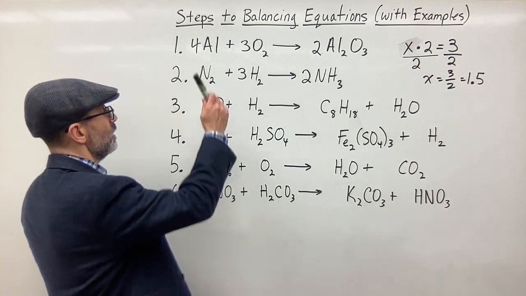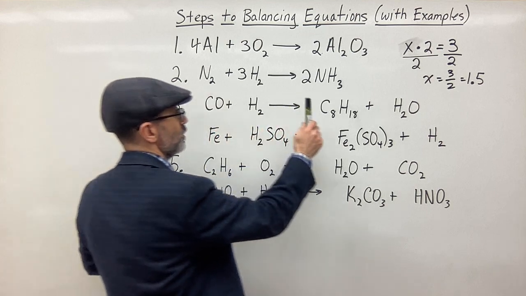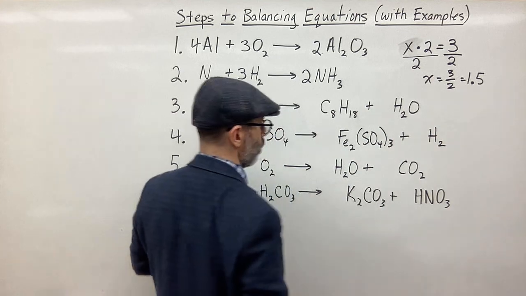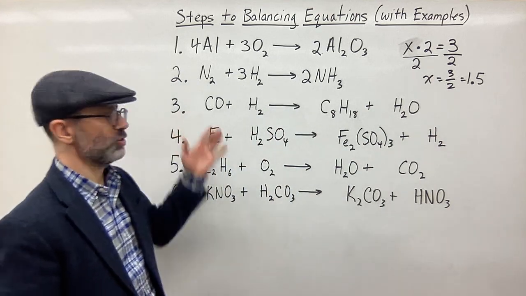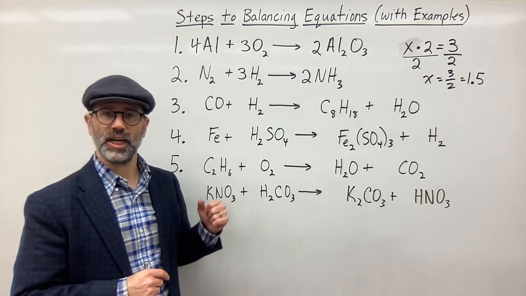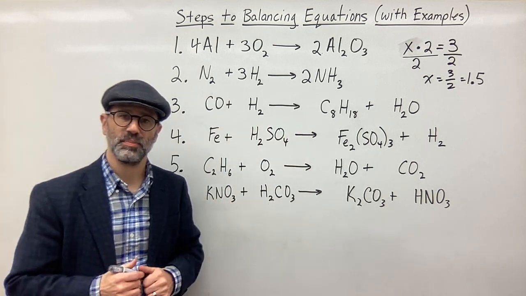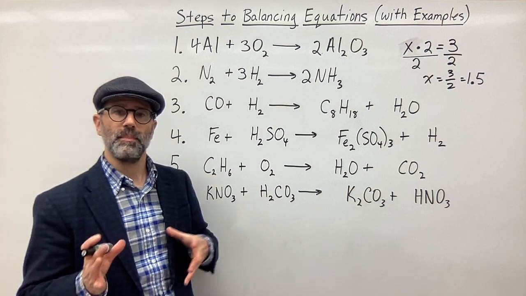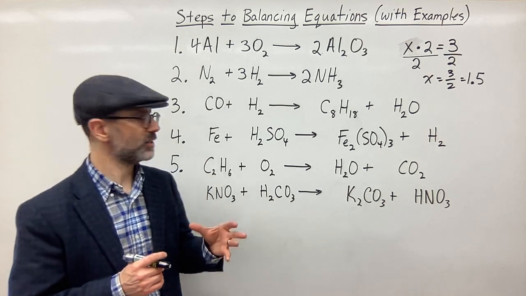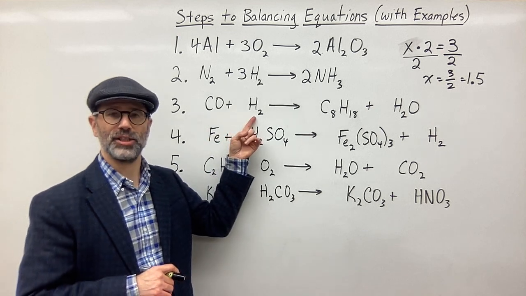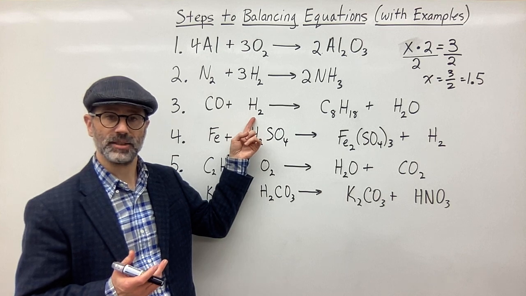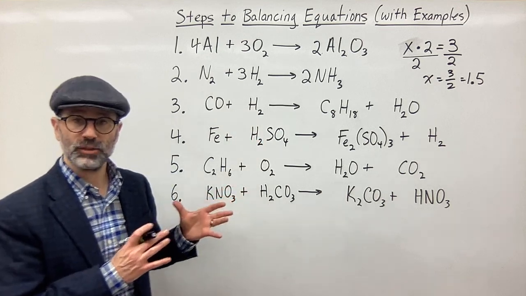So here I have CO plus H2 gives me C8H18 plus water, H2O. So step 1, balance your metals first. I don't have any metals here, so we can skip that step. Step 2, if you have an element that's by itself, save that for last. So you'll see here that I have hydrogen by itself. It's not part of any compound, so I'm going to balance that one last. So everything else I'm going to balance first.